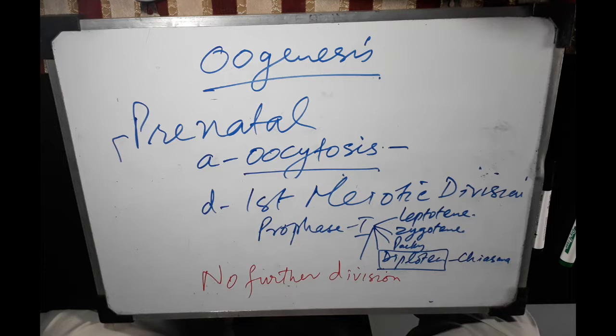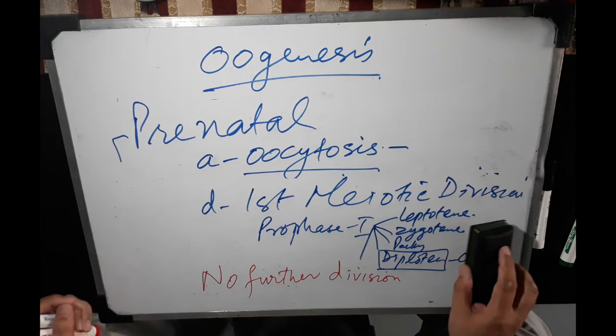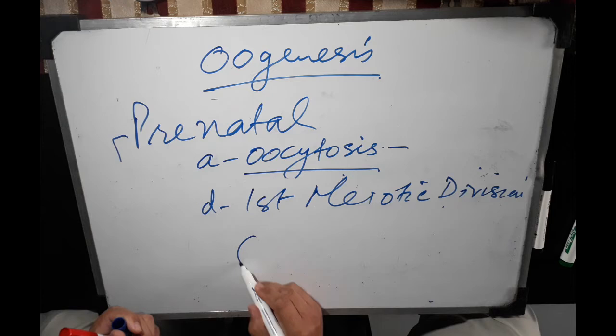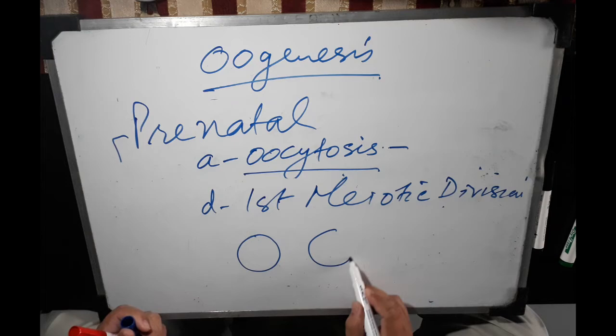Now the process of degeneration continues, and at the time of birth, about 7 lakh primary oocytes are left. And each oocyte is surrounded by a single layer of follicular cells.